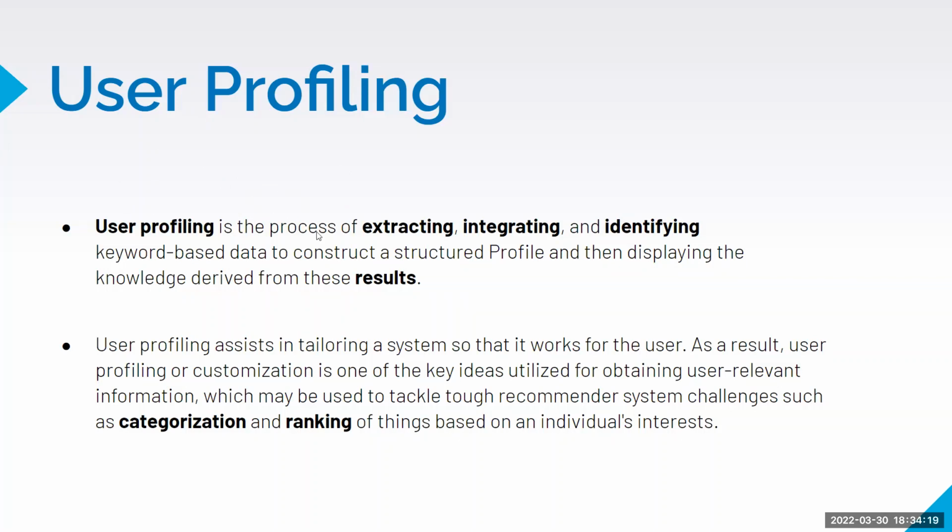It is the process of extracting, integrating, and identifying actual keywords from the data to structure a profile, and then displaying the knowledge derived from the results. User profiling can be done using a tailored system that works for the user. One of the toughest recommender system challenges is characterization and ranking, because it is based on individuals' interests. So let's understand using an example.